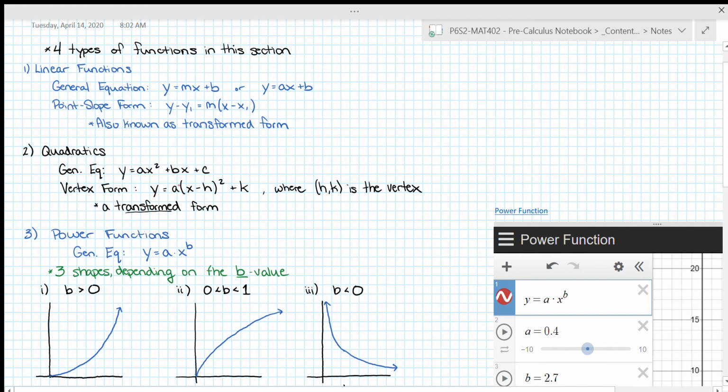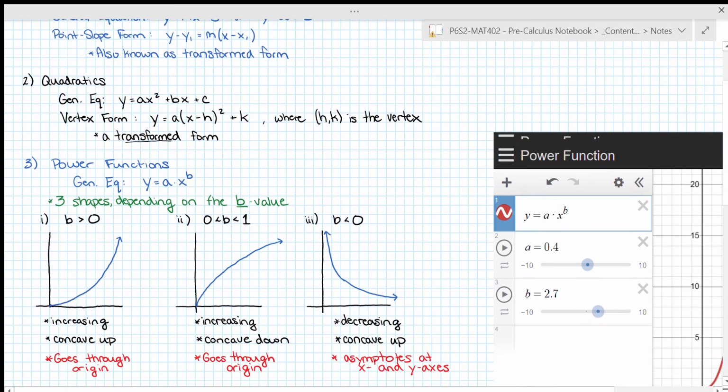In the transformed form, you'll have a question like that in your homework this afternoon. It takes that parent function, y equals x squared. Hopefully that's right. Good review from Algebra 2. It transforms it, shifts it to the right h units, up k units, and dilates it again by a factor of a.